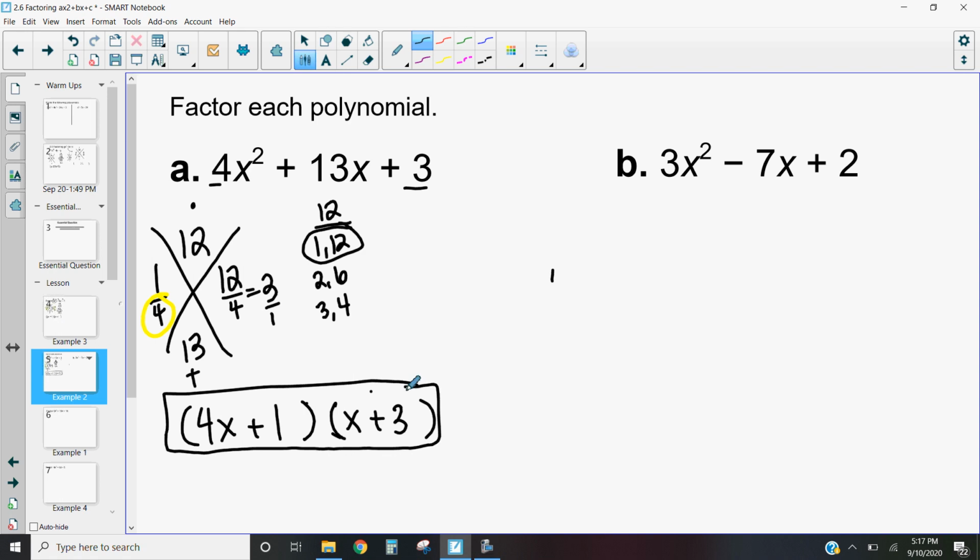Now I want you to take a second, pause the video, and set up this next one. Now before you do, notice there are no factors between 3, -7, and 2. So we can't factor anything out first. So therefore, we're going to start right into our x method here. So go ahead, pause the video, and work on that x method. When you finish, unpause the video.